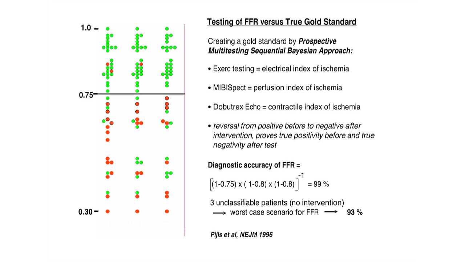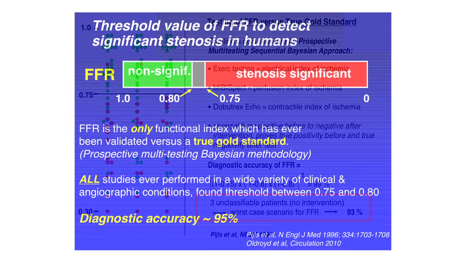And if you do that, you find that the accuracy of FFR is 99%. In this type of testing, every now and then, you might have a patient who is not classifiable. That is the case if the patient has one or more positive tests, but no intervention performed. What we did in these patients was taking the worst case scenario for FFR, and even if you do that, you find an accuracy of 93%.